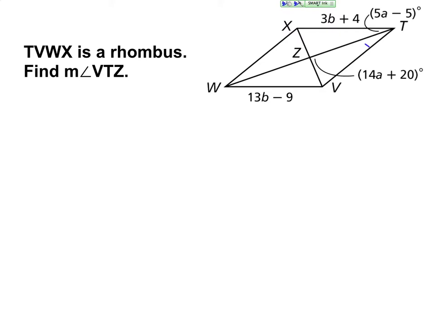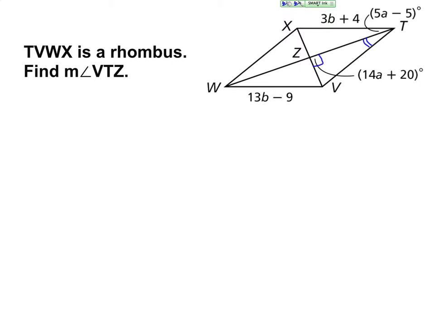We're trying to find this angle. It's a rhombus. What are some things about angles in a rhombus that could help us? Go with Morgan. This equals 90. Why? Okay, in a rhombus, the diagonals are perpendicular.